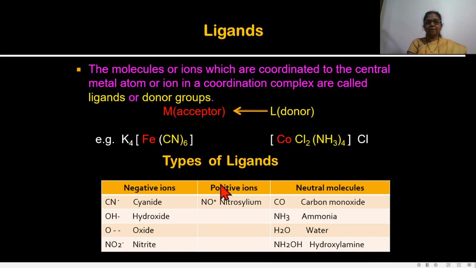See some examples of these. Negative ions are cyanides, hydroxides, oxides, and nitrides. Positive ions include the nitrosonium ion. Neutral molecules used as ligands are carbon monoxide, ammonia, water, and hydroxylamine. These are the different types: negative ions, positive ions, or neutral molecules.